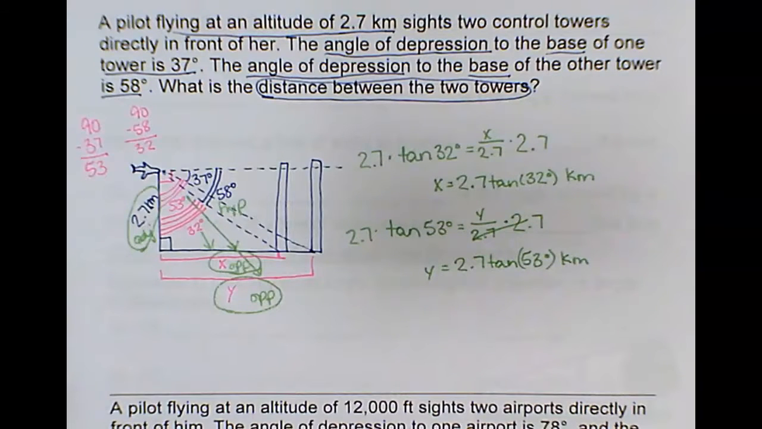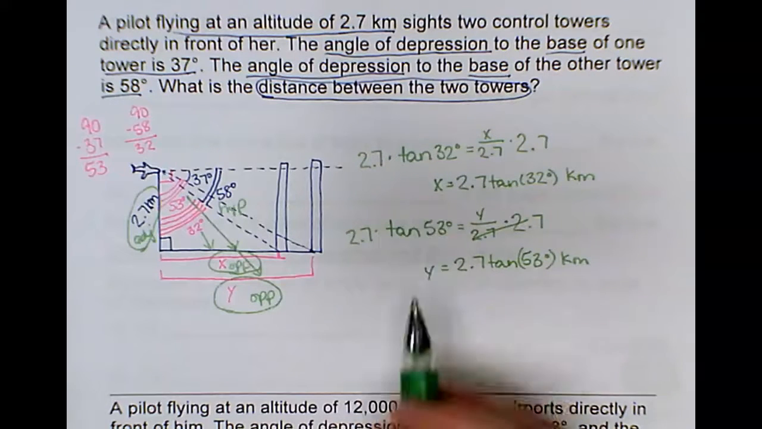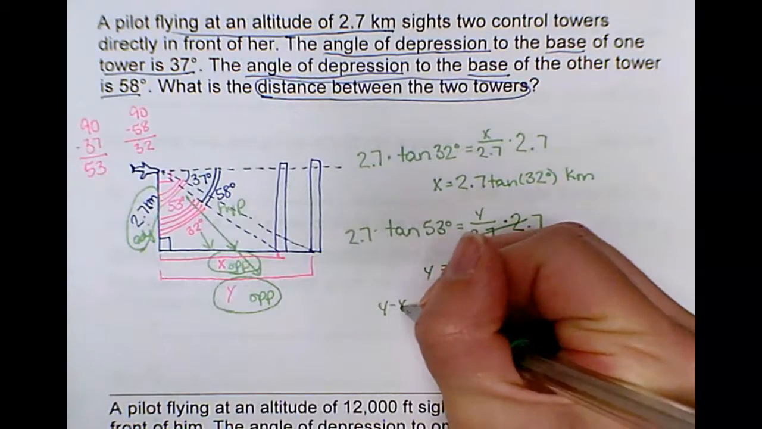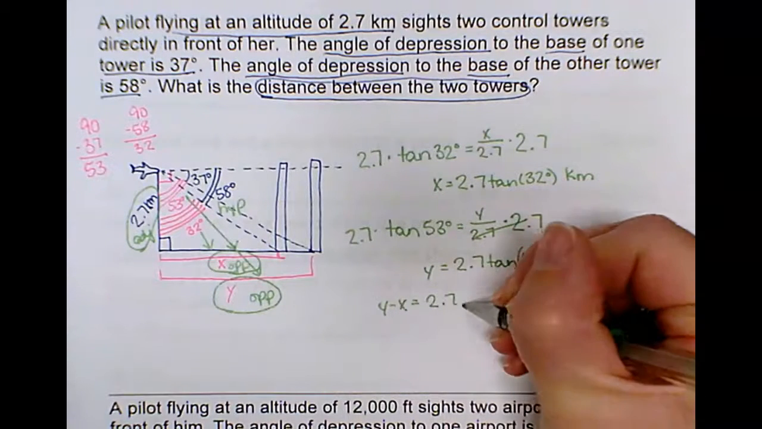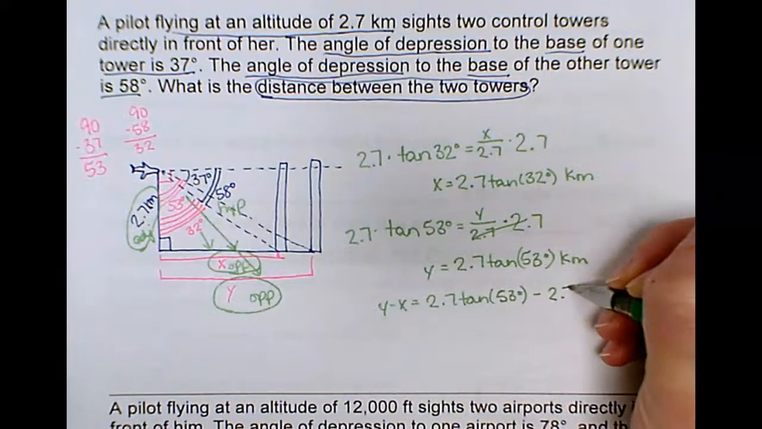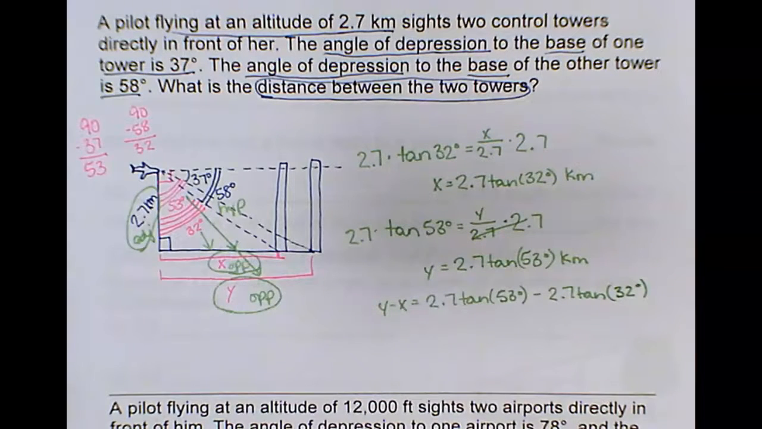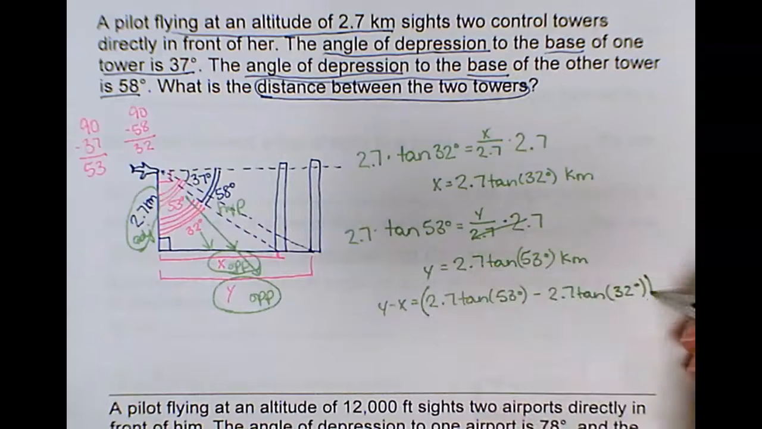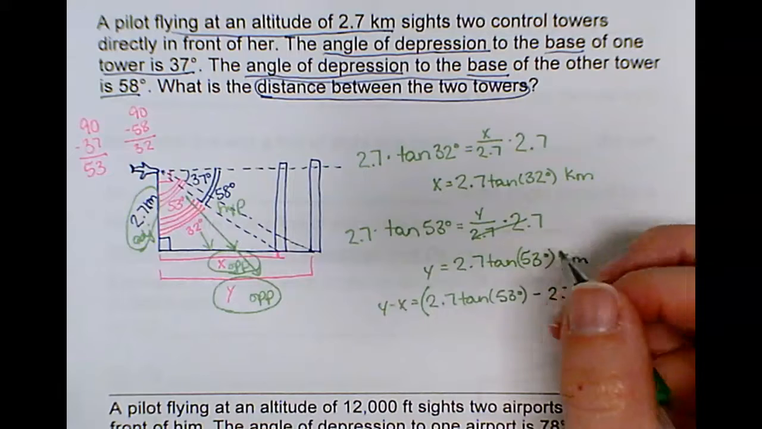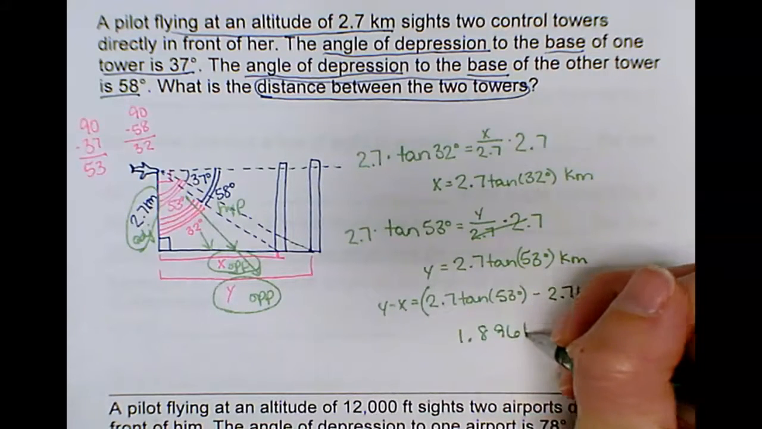And in the end, my final answer comes from taking my longer y distance and subtracting my shorter x distance. So y minus x equals 2.7 times tangent of 53 degrees minus 2.7 times tangent of 32 degrees. And this would be my exact answer in kilometers. If you were to type this into Desmos, you would get a rounded estimation of 1.896 kilometers apart.